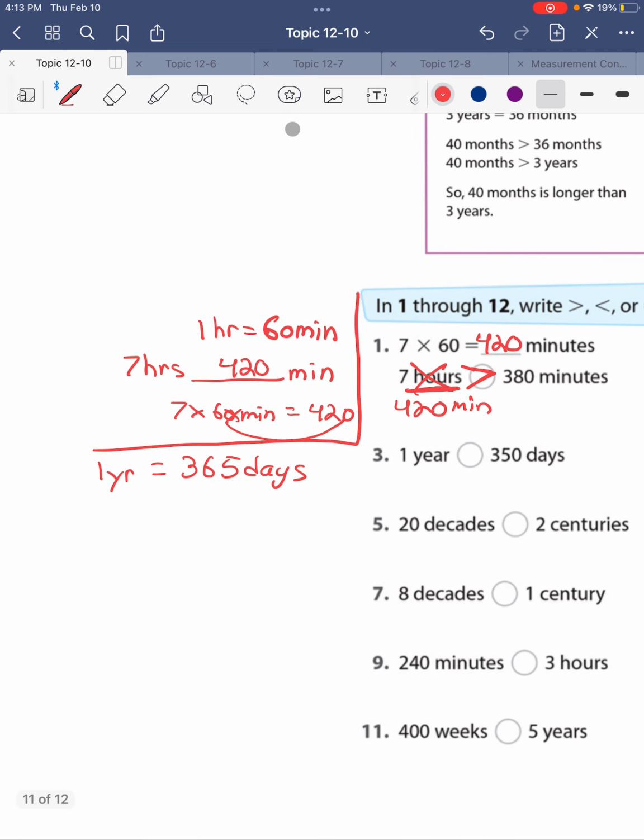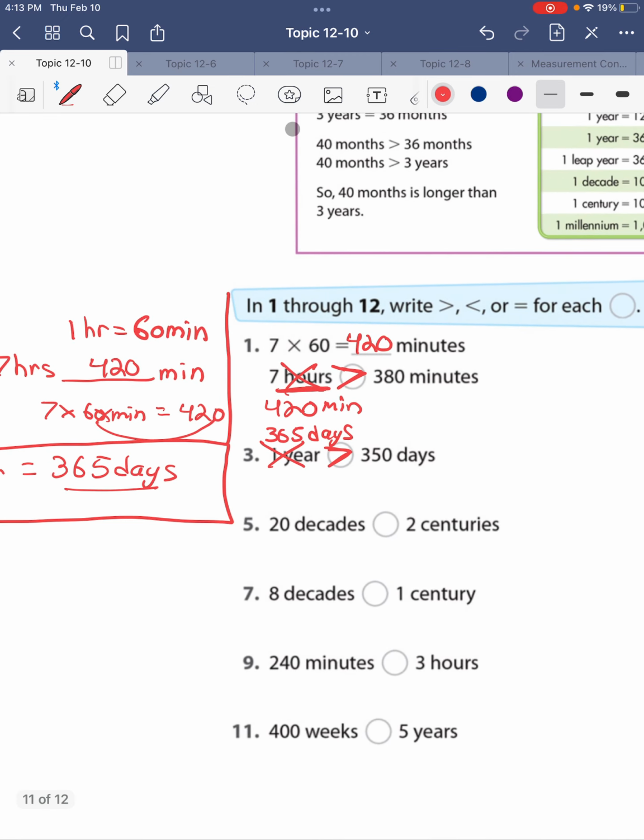Well, look at that, I don't even have to do anything. It tells me right here, 1 year, 365 days. I need to convert this 1 year to days, so it has it right here. All I have to do is cross it out and put 365 days. Which one is more? It'd be this one, 1 year.